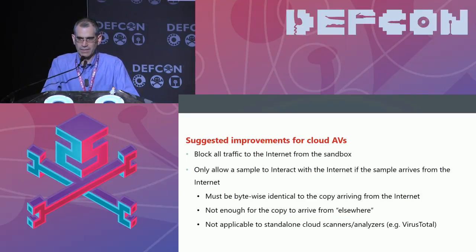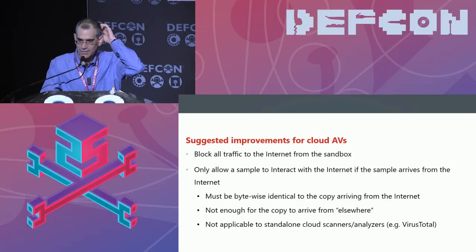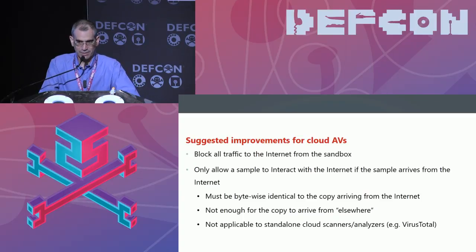I mean that if a sample gets from the internet to an endpoint, and the AV agent knows that the sample on disk is bytewise identical, or MD5 or SHA-2 identical, to the binary that arrived from the internet, then it's safe to send it to the sandbox for a full internet access analysis. However, there's a subtle issue here.